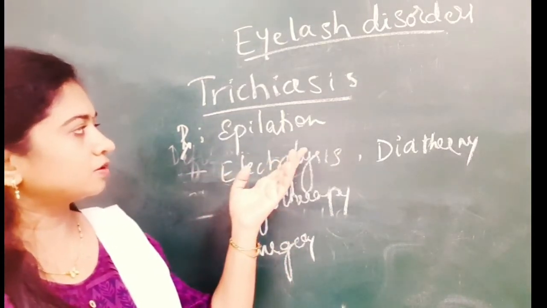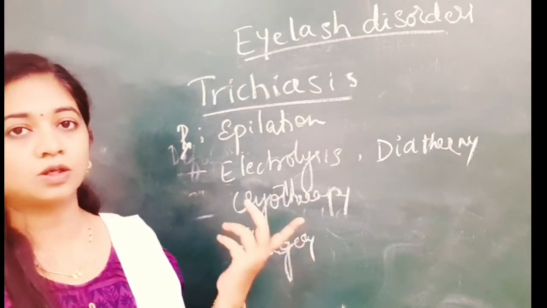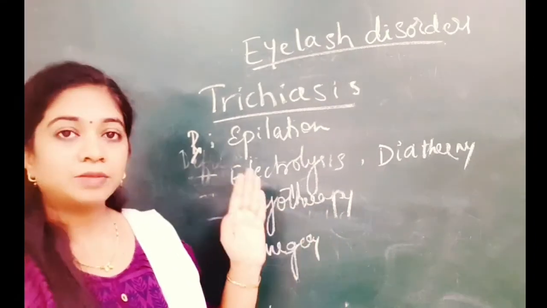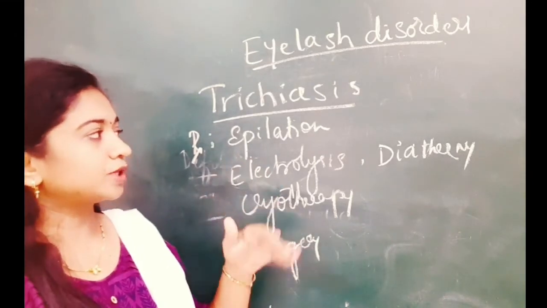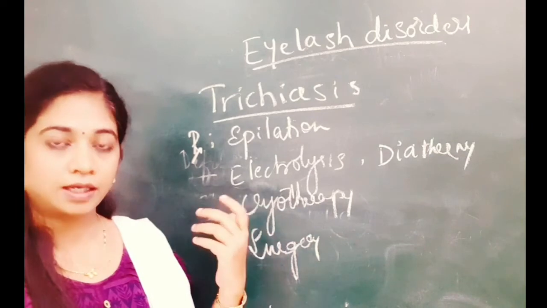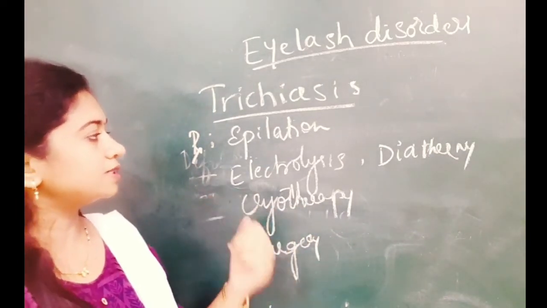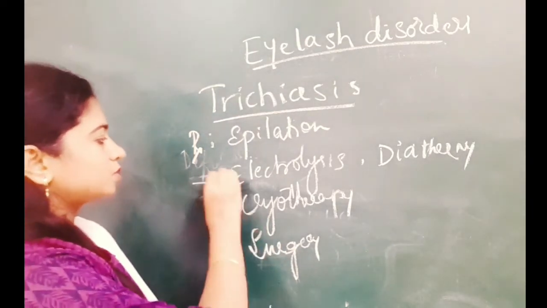So this becomes a treatment option when only one cilia is misdirected and is not causing so much of a problem. But the disadvantage with epilation is the eyelash will grow back within no time. Almost within 1 to 1.5 months, the eyelash will grow back, leading to recurrence of symptoms. Electrolysis is an almost permanent solution.